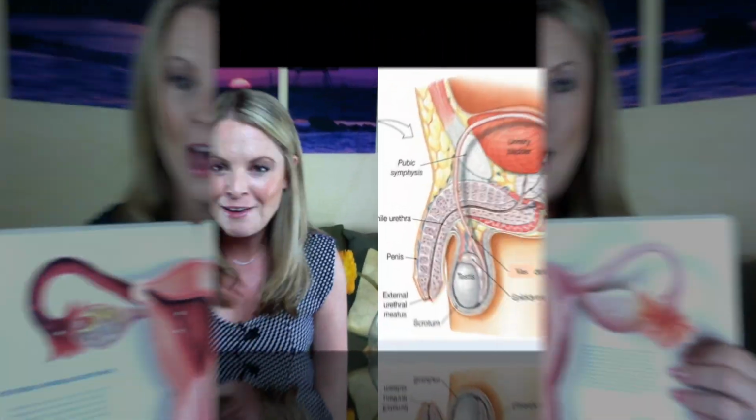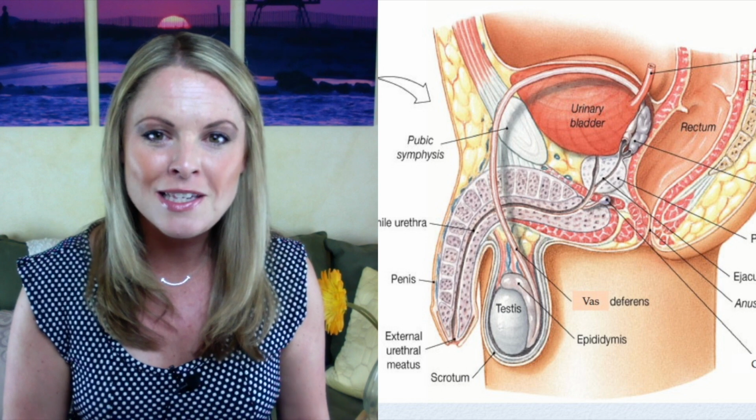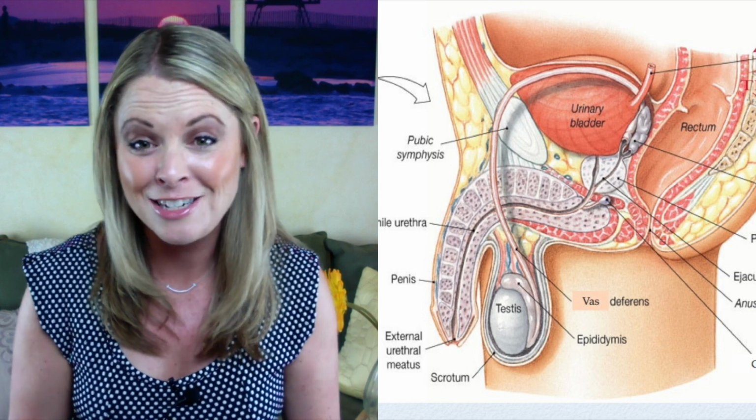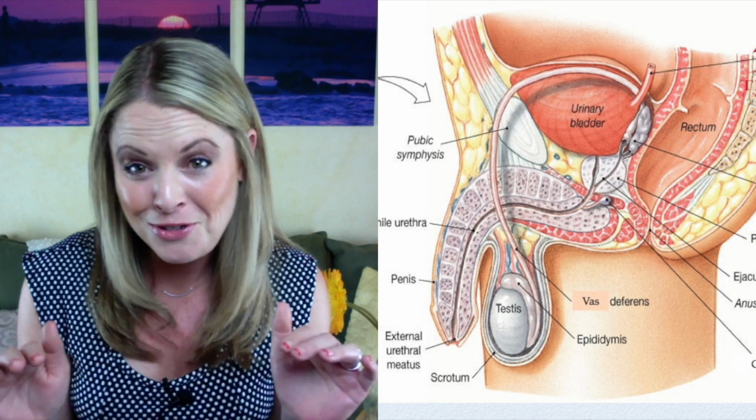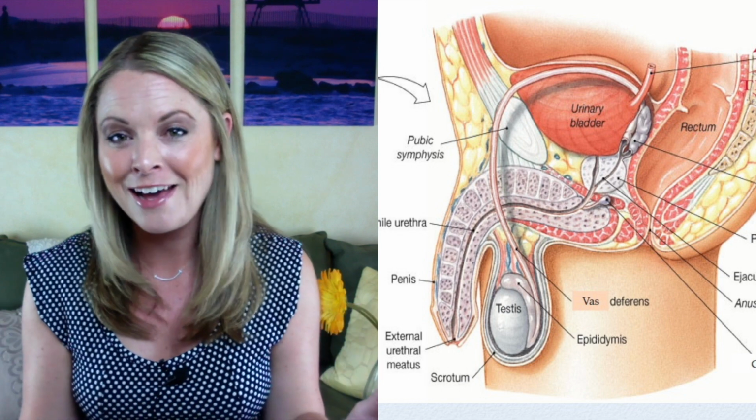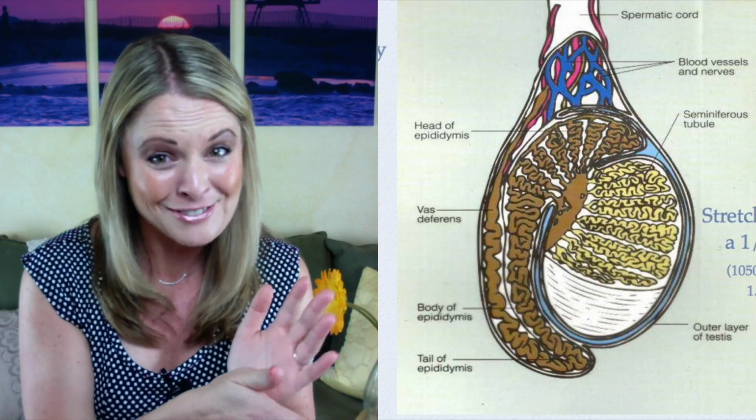So I'm going to show you again a picture of the woman's reproductive system. Remember this? Okay, so what happened? So what we're going to do is actually take a look at what a testicle looks like. So don't try this at home, but let's imagine we cut one in half.